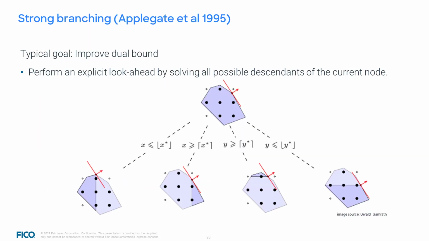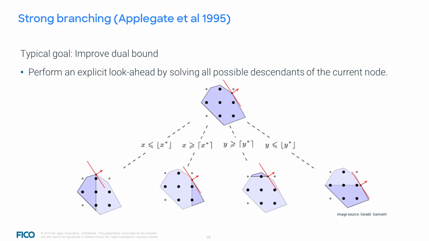Let's start with a brute force method, which is called strong branching. The typical goal of all branching rules is to improve the dual bound equally in both child nodes. To do so, strong branching simply computes this dual bound. It performs a look ahead by solving all the possible descendants of the current node. It applies the bound change from branching and solves the resulting LP.